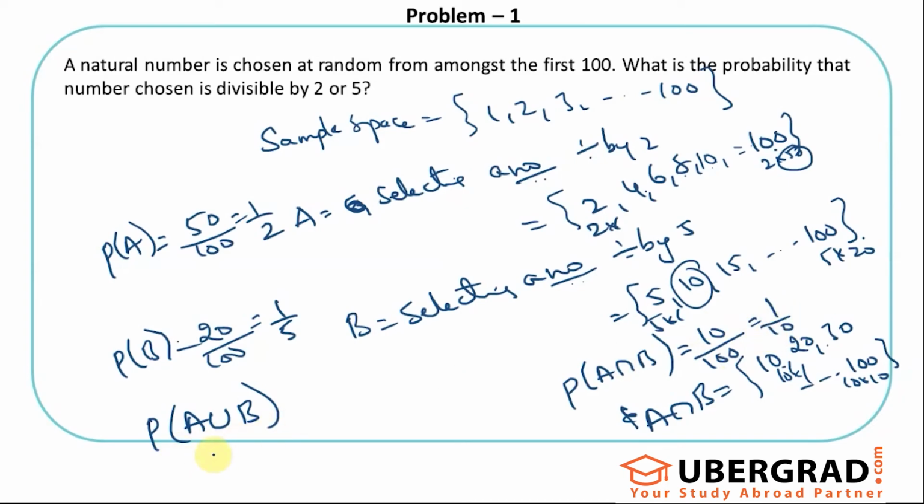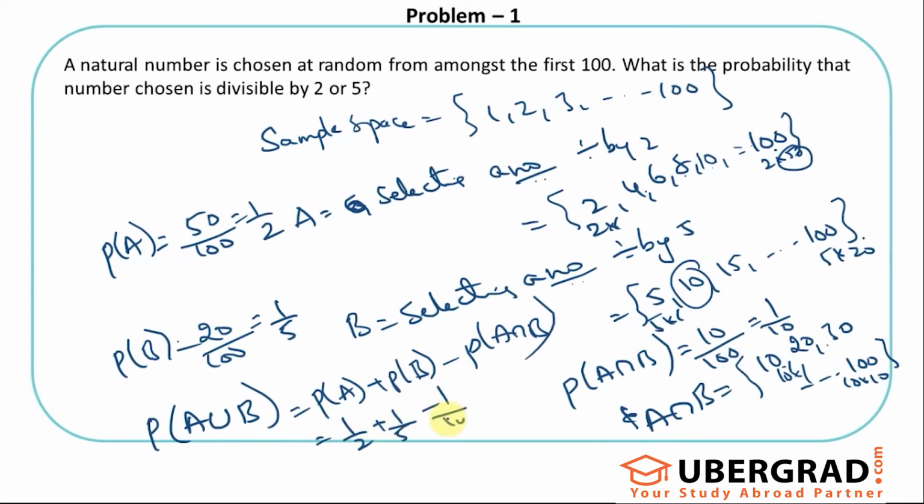Now I need to find P of A union B. That's simply P of A plus P of B minus P of A intersection B. So that's basically 1 by 2 plus 1 by 5 minus 1 by 10. I'll take an LCM of 10. So it's 5 plus 2 minus 1 is 6 by 10. That's basically 3 by 5 is the answer. Right? That's how you solve this question.